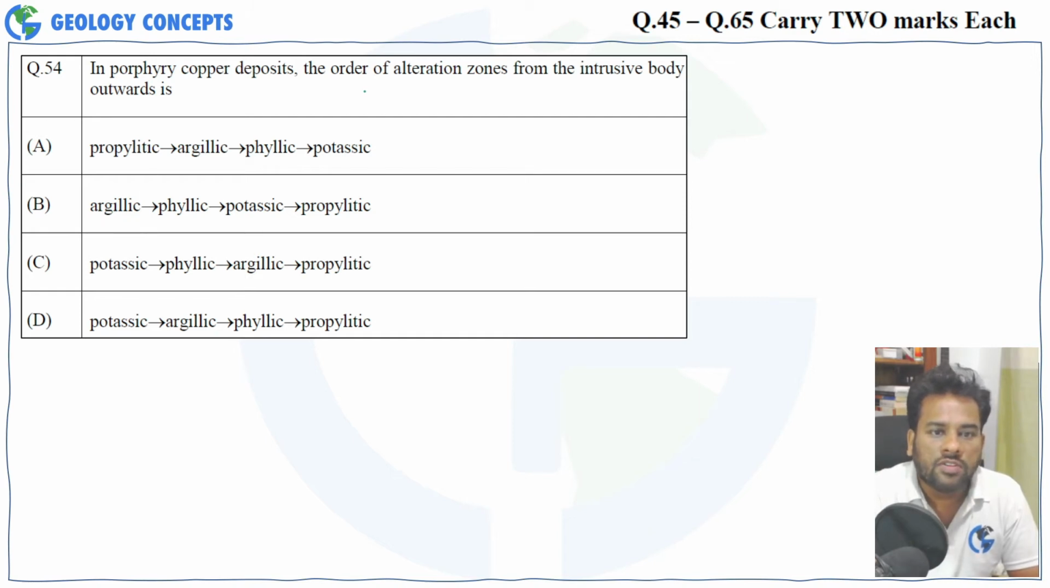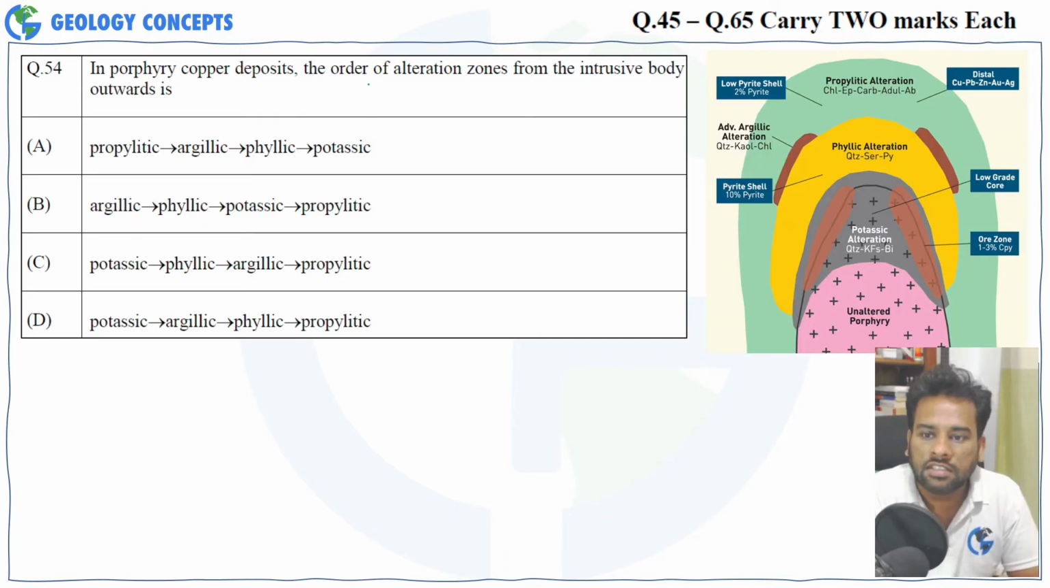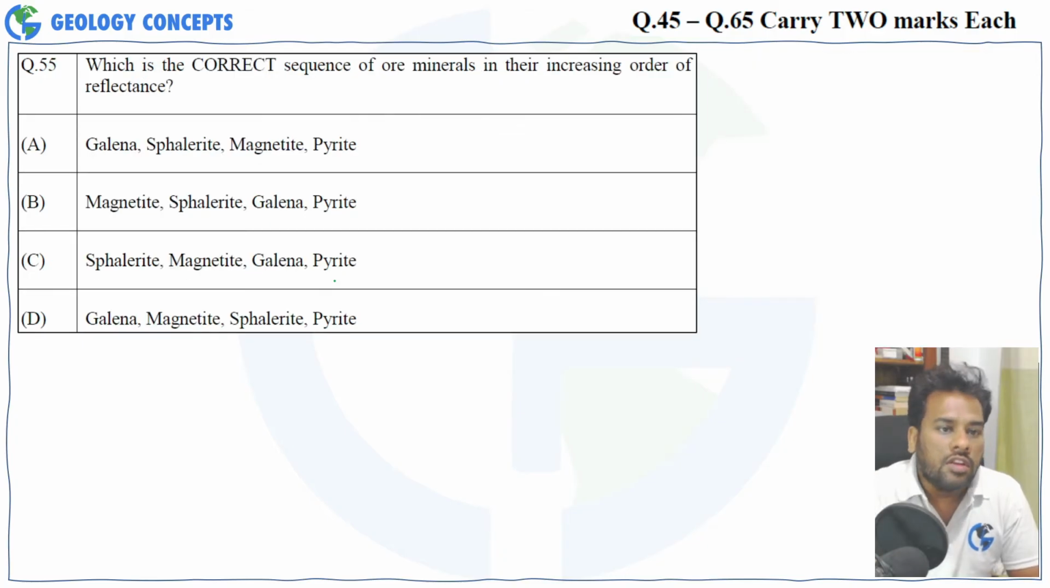In porphyry copper deposits, the order of alteration zones from the intrusive bodies outwards is: if you look at this structure, going from inside to outside, you have potassic, followed by phyllic, then argillic, and finally propylitic. So C is the correct option: potassic, phyllic, argillic, and propylitic. Which is the correct sequence of ore minerals in increasing order of reflectance? The correct sequence here is C: ferrite, magnetite, galena, and pyrite.